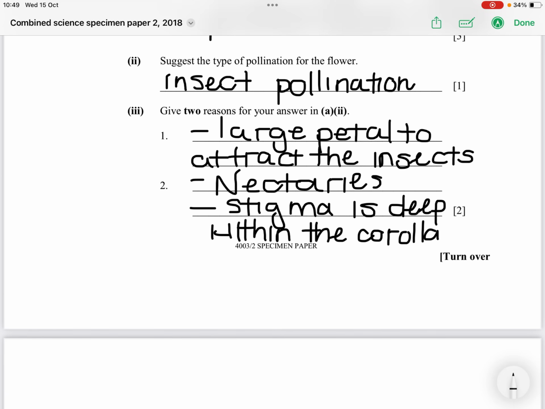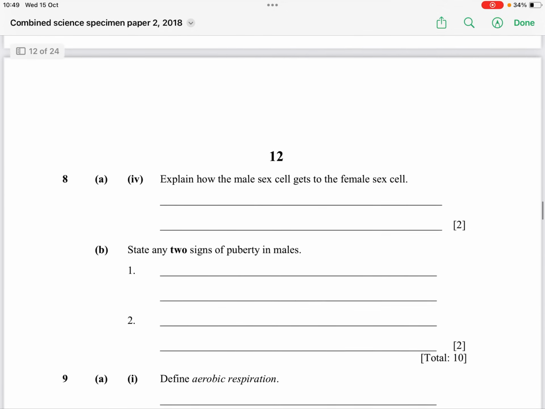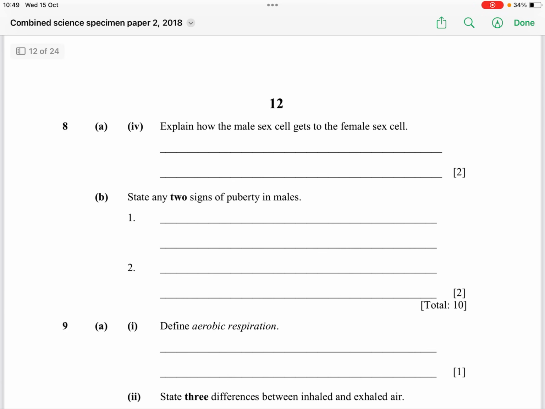So you need to get prepared, be able to distinguish the insect pollinated flowers and the wind pollinated flowers. They can ask you a question on the differences between insect pollinated flowers and wind pollinated flowers. Let us proceed to the next question.